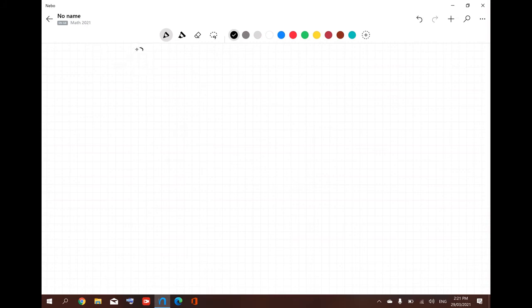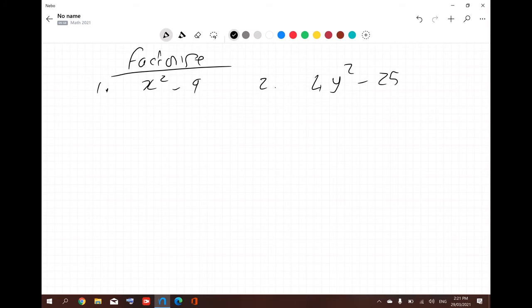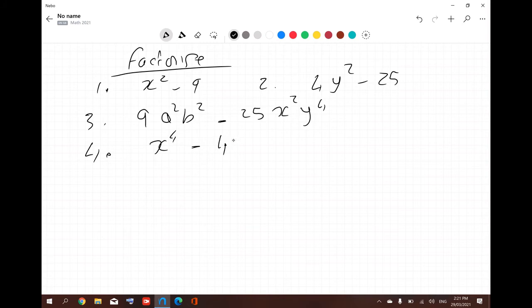If I have factorize, and these questions, number 1 is x squared minus 9, number 2 is 4y squared minus 25, number 3 is 9a squared b squared minus 25x squared y to the power of 4, number 4 is x to the power of 4 minus 49. We'll go one by one here.